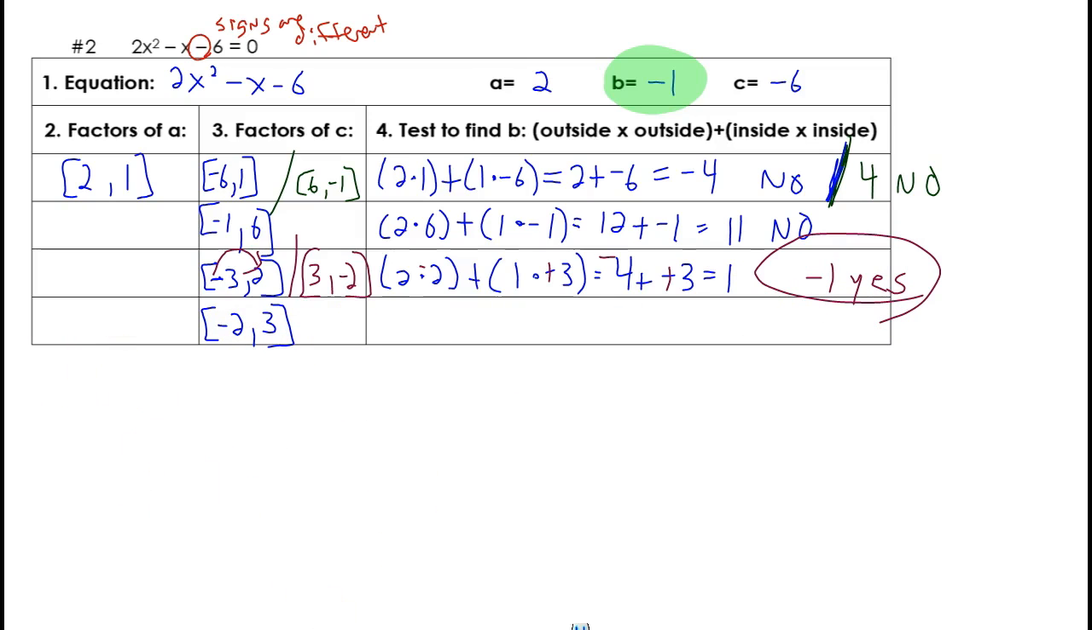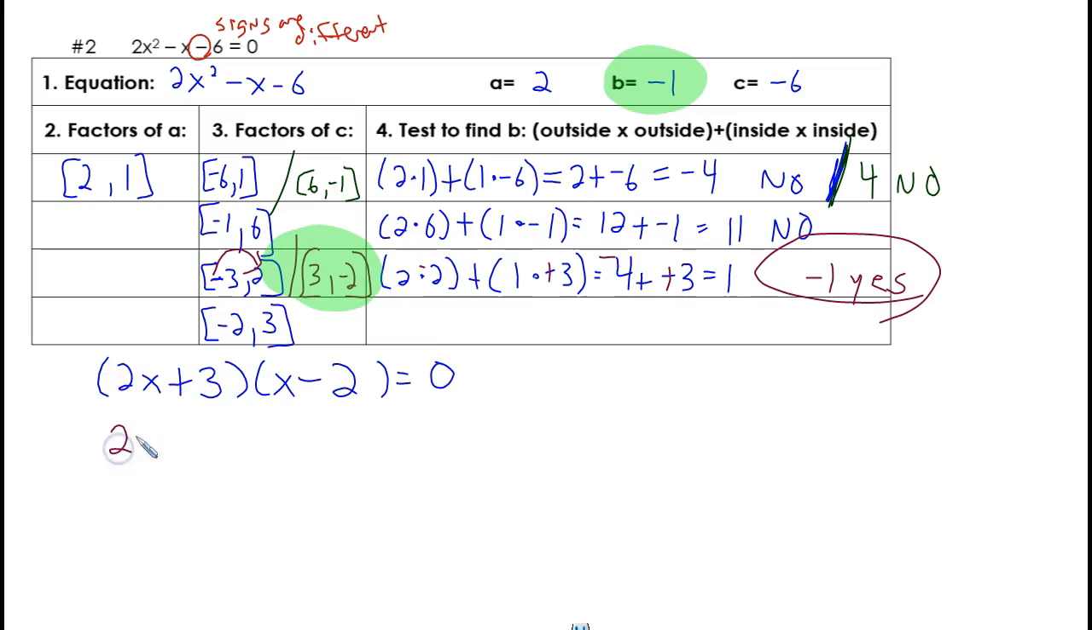So remember, the beginning of our parentheses, we get 2x and 1x, and you don't have to write a 1 in front of an x. At the end of our parentheses, we get the one that worked, and be careful here because we got so much going on. This is the one that worked right here, 3 and negative 2. It has to be in that order, so it's going to be plus 3 because that's a positive 3, and minus 2.